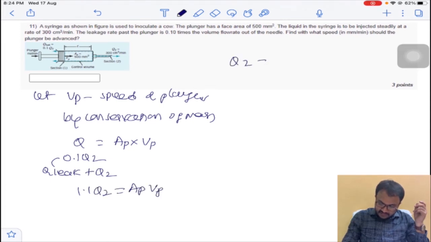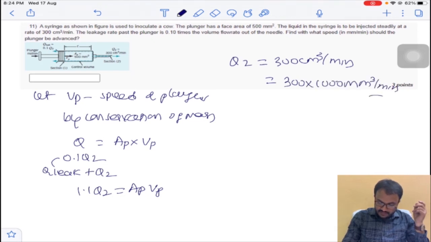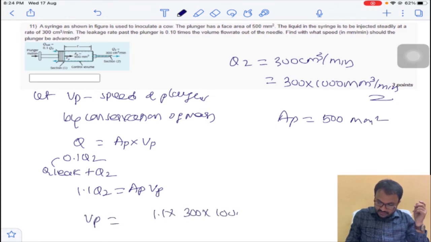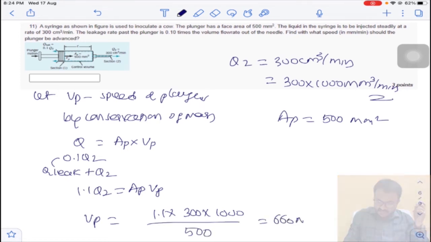Q2 is given as 300 centimeter cube per minute, that is 300 × 1000 mm cube per minute. The area of the plunger is given as AP = 500 mm square. So you can calculate Vp = 1.1 × Q2 (300 × 1000) divided by the area of the plunger, 500. You will get 660 mm per minute. The answer is 660 mm per minute for question number 11.